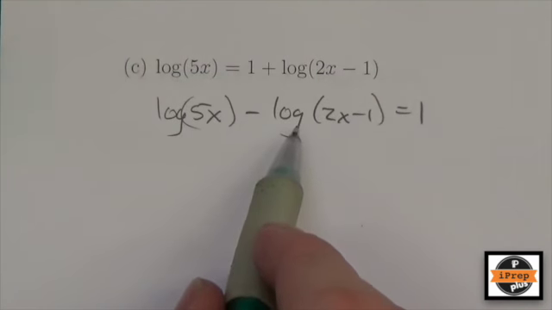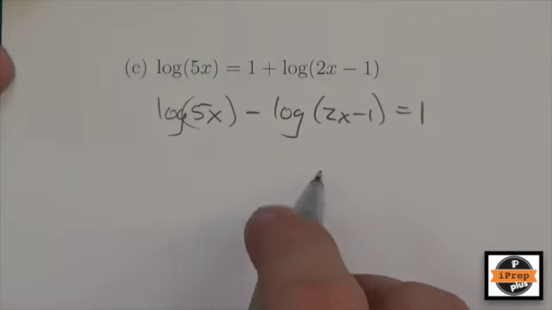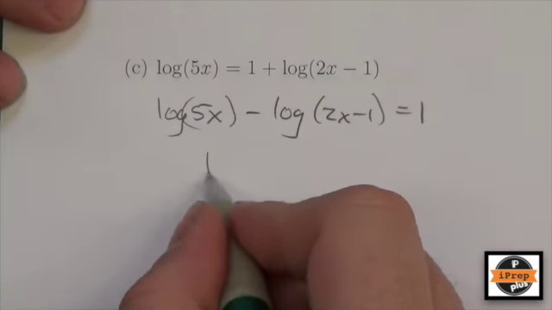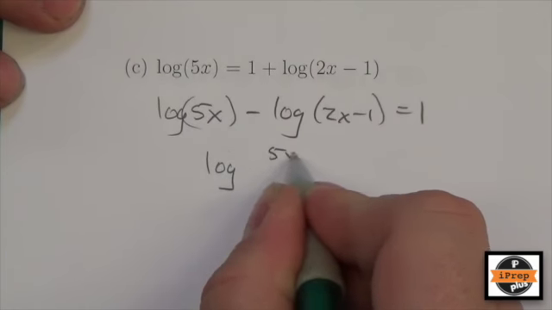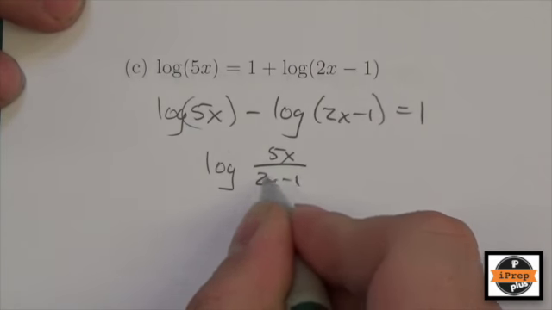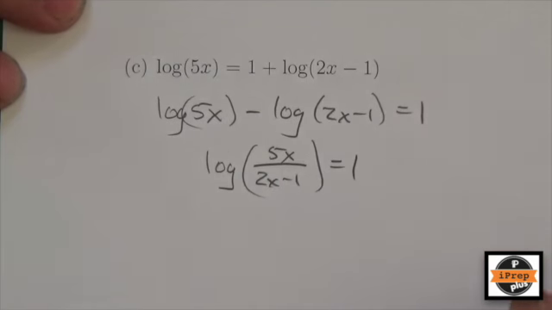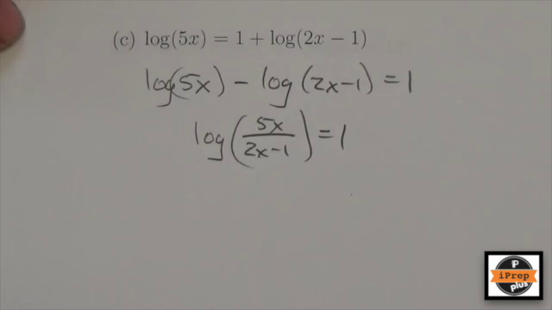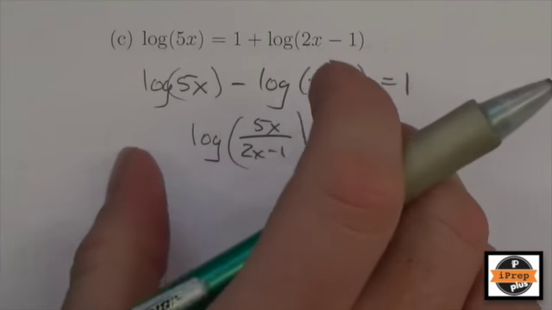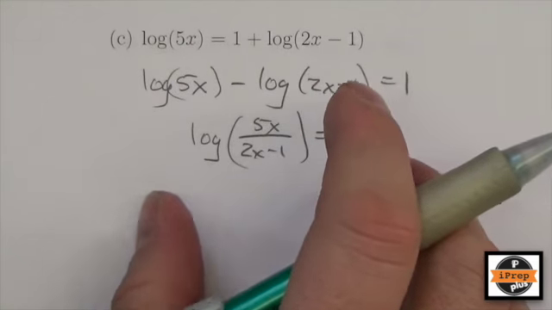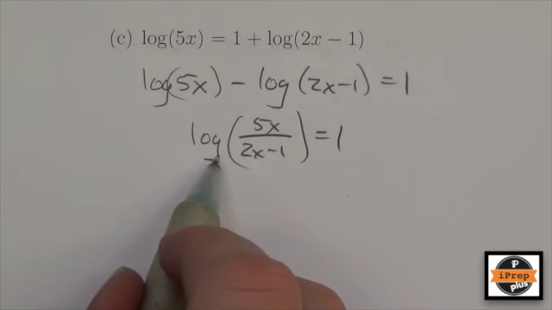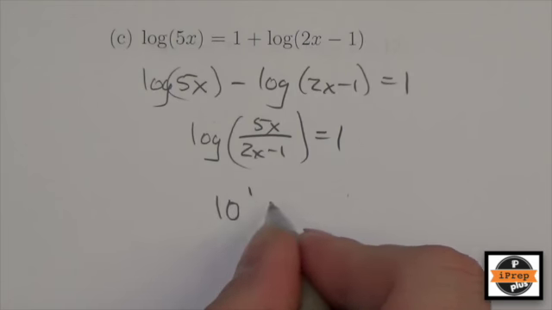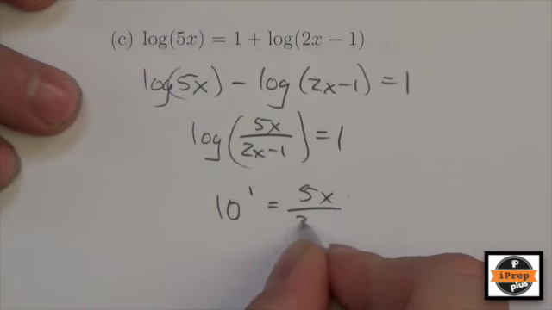Remember, I keep saying it here, do not distribute the logarithm. There's no rule to support that. But subtraction becomes division, so this is going to become the log of 5x over 2x minus 1. Now, there's really nothing particularly special about this problem except for this little step right here. When I convert this to the exponential form, if the base isn't written, what's the base? Well, it's 10.